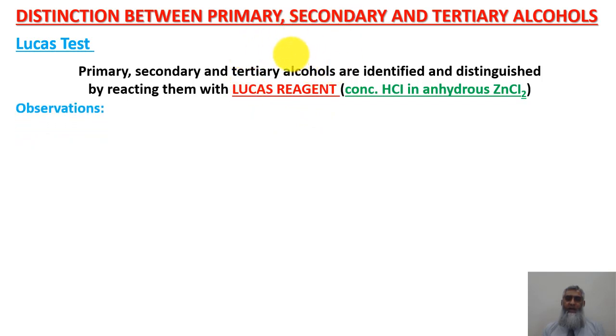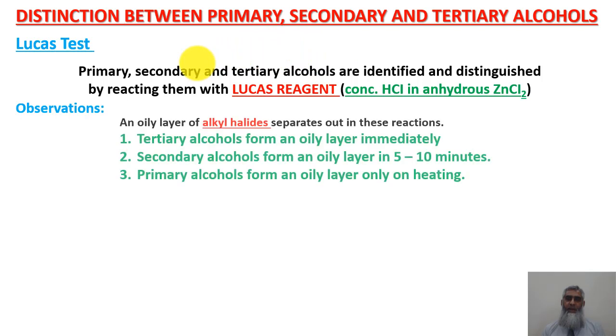By reacting alcohol with Lucas reagent, the following observation will be produced. An oily layer of alkyl halide separates out in these reactions. Alcohols are aqueous like water, and when they react with Lucas reagent, they convert into alkyl halides. Alkyl halides are oily liquids, so we can easily distinguish between the aqueous layer and the oily layer.